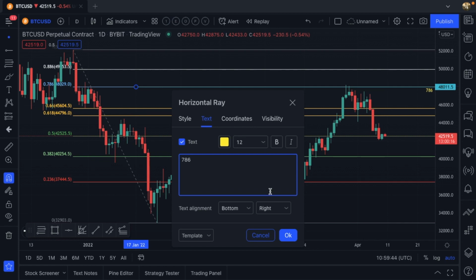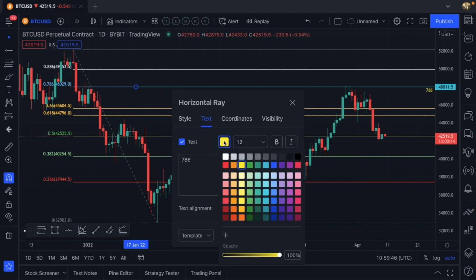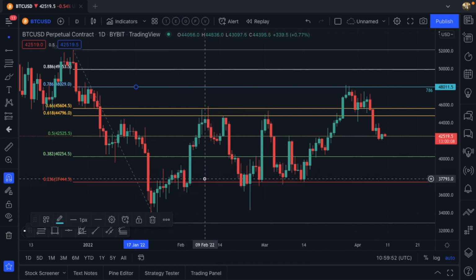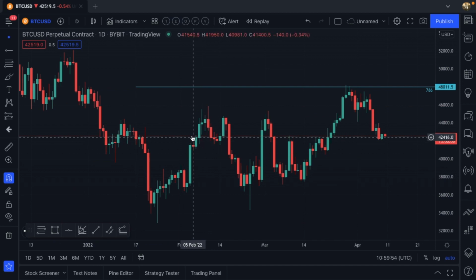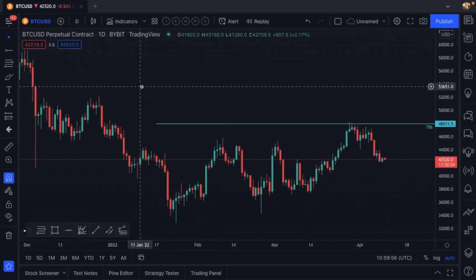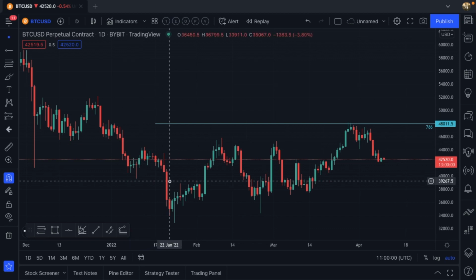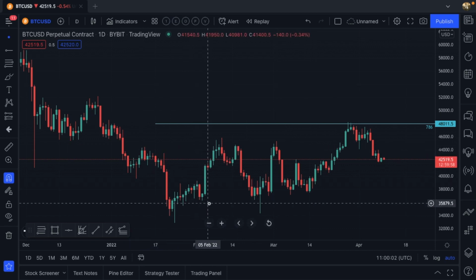We'll label it 786. Also, I'm going to get you to go blue. And there we go. Now I'm going to take off my fib retracement tool.